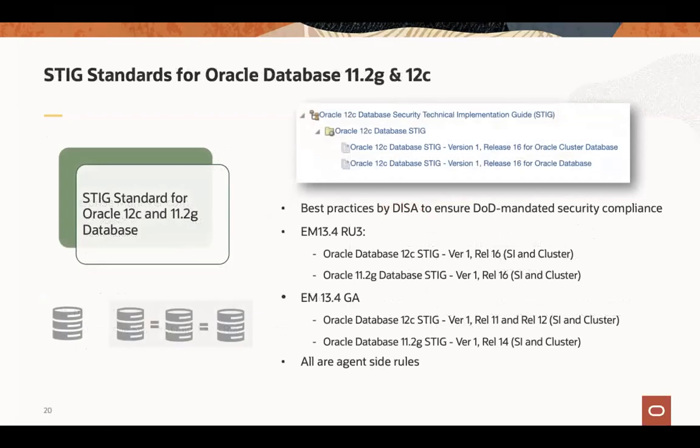On similar lines, STIG is another set of standards that are periodically published by the Department of Defense. Enterprise Manager supports STIG standards, as I said, for both 11.2G and 12C database targets. New versions of standards have been supported in various Enterprise Manager releases. And again, similar to CIS, in STIG, all rules are agent side. This means anytime you run the rule, you get the latest and greatest security posture of the database target, because it's based on the current state of the target.